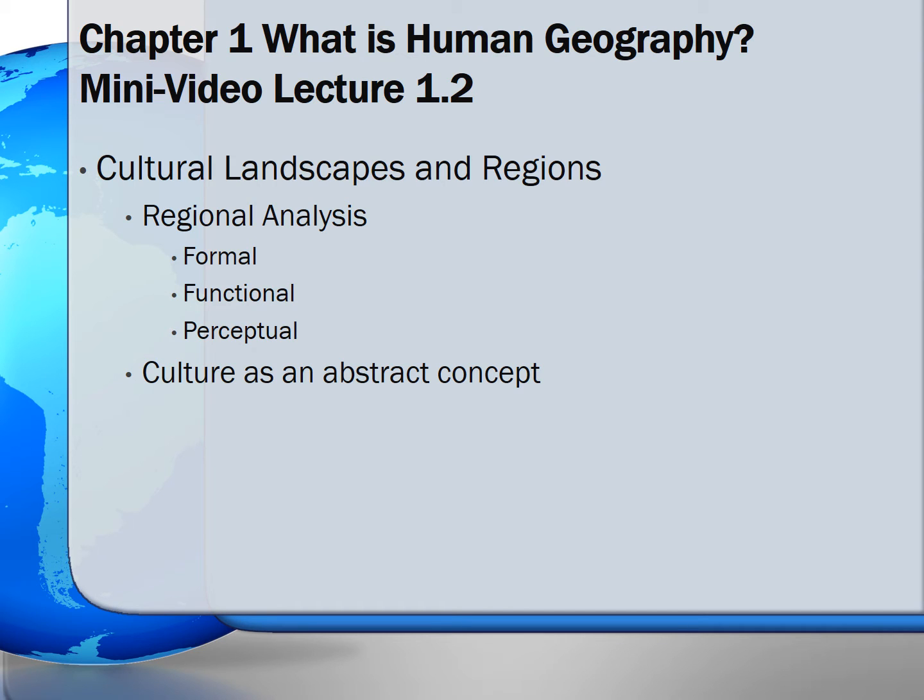In this mini lecture, we will examine regional analysis and culture as an abstract concept. Geographers look at cultural diversity through regional analysis. This is a term used to describe the distinctiveness of place and helps the geographer to organize and analyze the complexities of the world. In a region, there is always a characteristic that unifies the area. There are three types of regions: formal, functional, and perceptual.